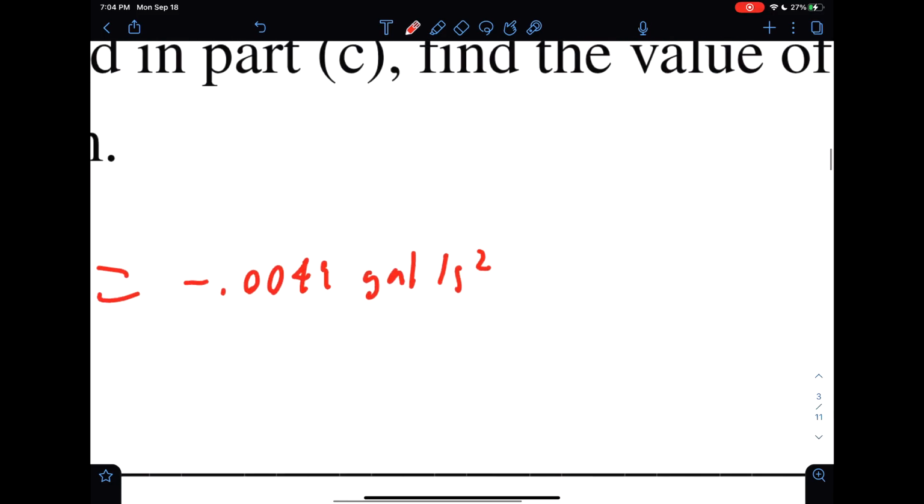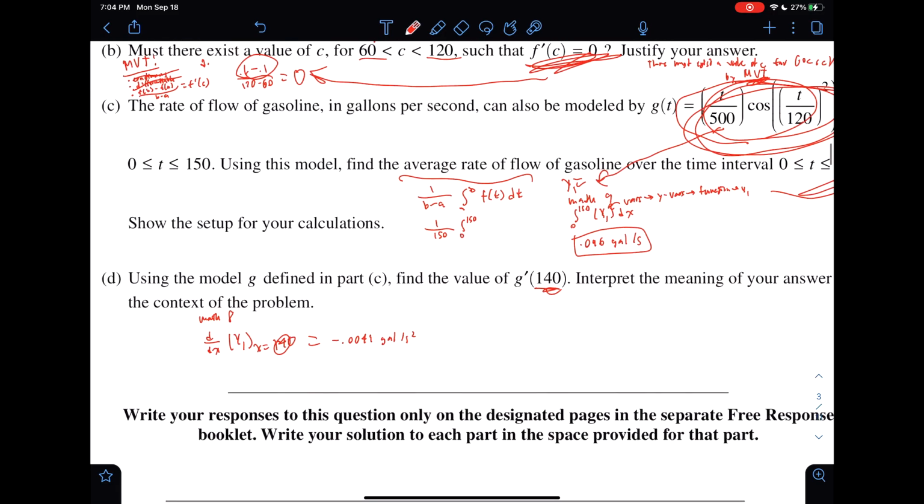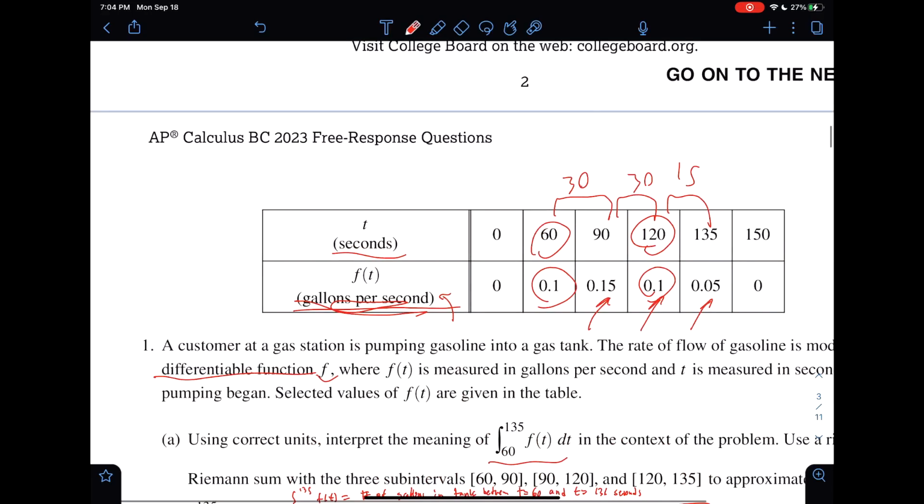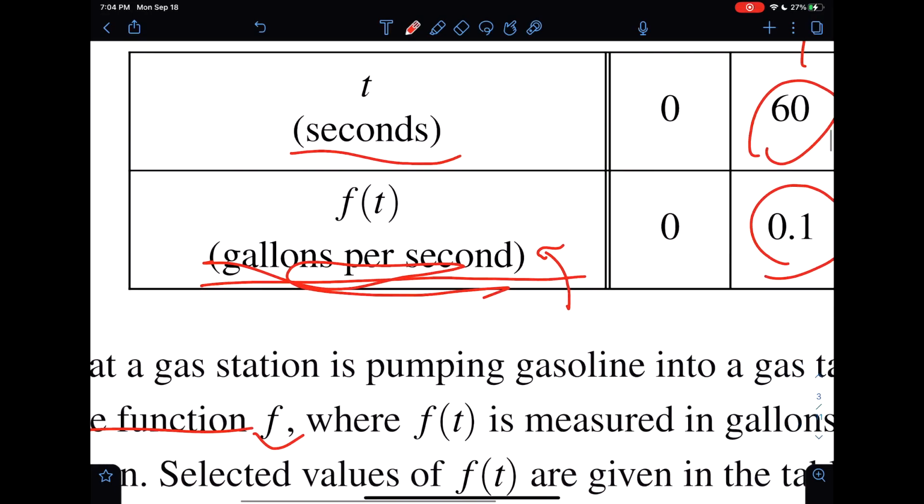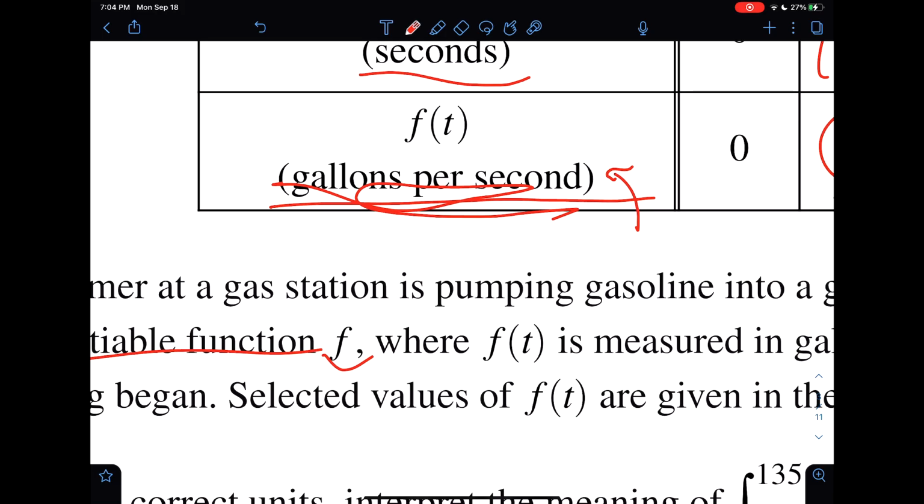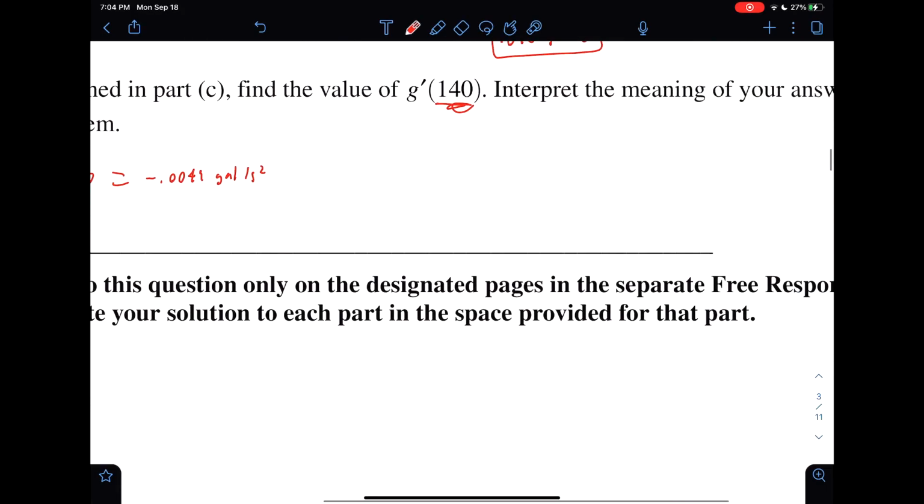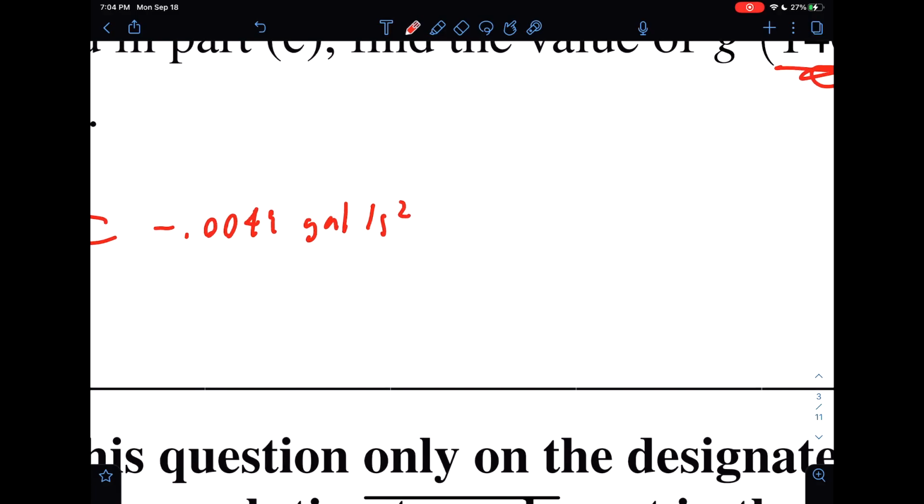Now make sure it says gallons per second squared, because G is gallons per second, and the derivative of gallons per second is gallons per second per second, which is s squared. So make sure it says s squared and not just s.